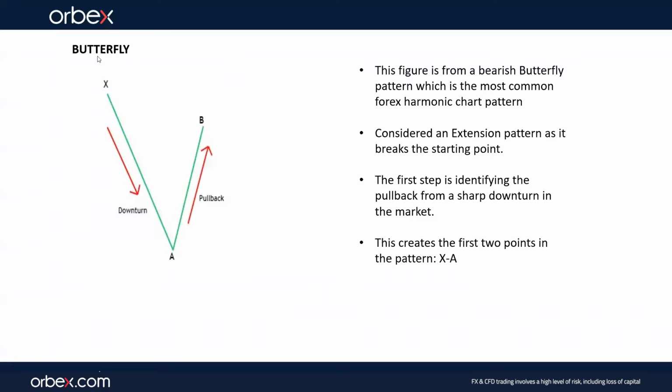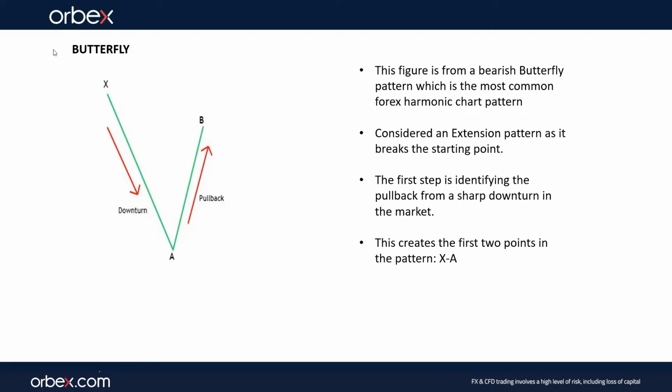So moving on to the butterfly. The butterfly is another popular pattern, and I'll take you through another quick demonstration because it's basically the same thing, but I want to take you through another example so you're more comfortable and you have a better understanding of what's happening. So we've got the downturn. This is again for a bearish pattern. We've got the downturn X to A, and then we're going for the pullback now from A to B. So what happens there? We need a Fibonacci retracement from X to A to see where this is going to lie.